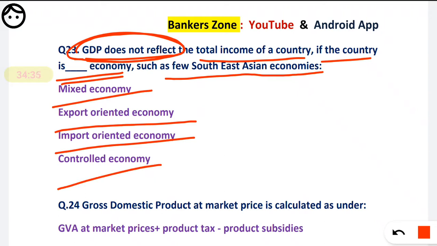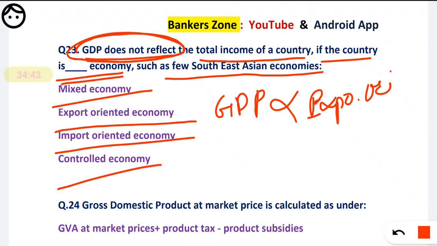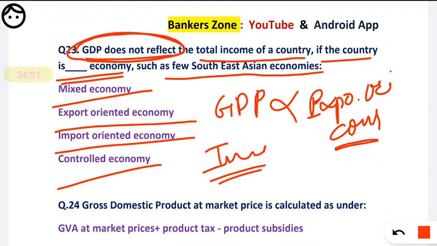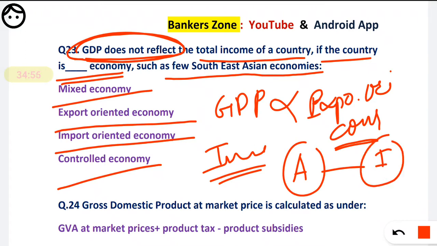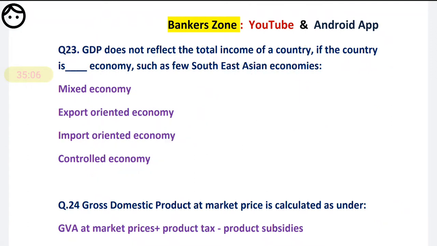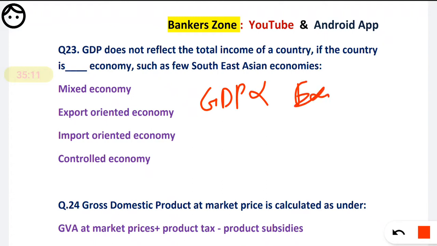So friends, remember, GDP is not suitable for an export oriented country, because it does not reflect the income. Suppose this is America, and one American is staying in India and producing here, but this will not be counted in the GDP of America. That's why it does not consider the total income of the country. That's why, remember, GDP is not suitable for an export oriented country.